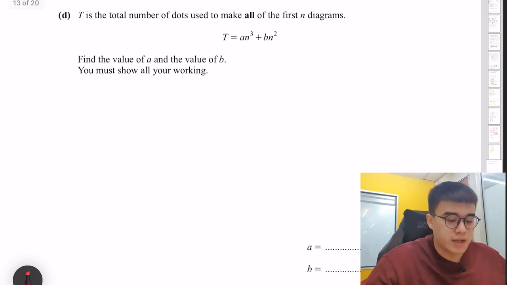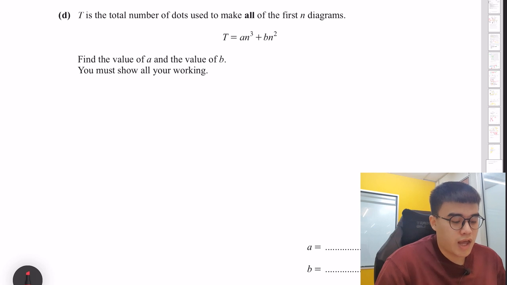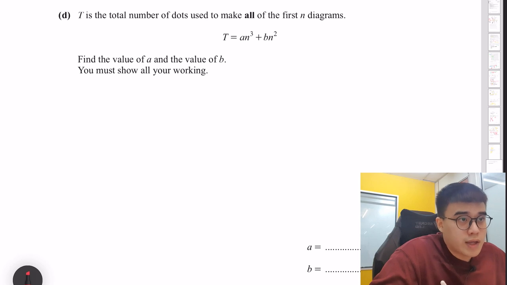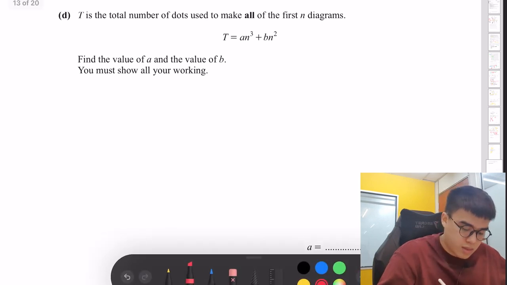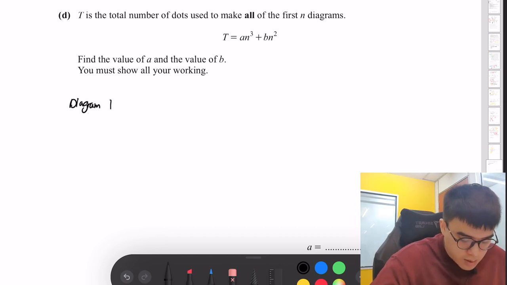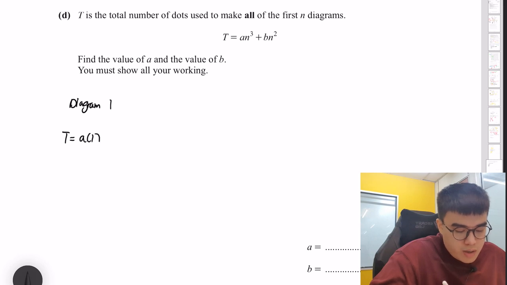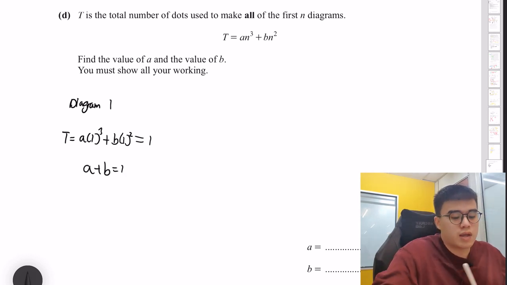Okay, so here comes part D. T is the total of numbers of dots used to make all of the first n diagram. T equals to an cubed plus bn squared. So when we are looking at diagram 1, there's only how many dots over there? There's only 1. So T equals to A1 cubed plus B1 squared equals to 1 dot. So A plus B equals to 1 for that.